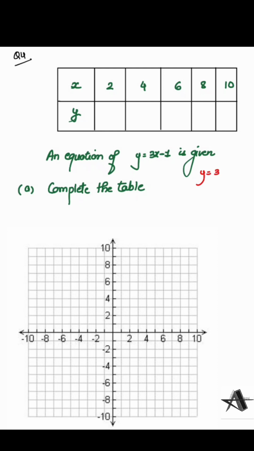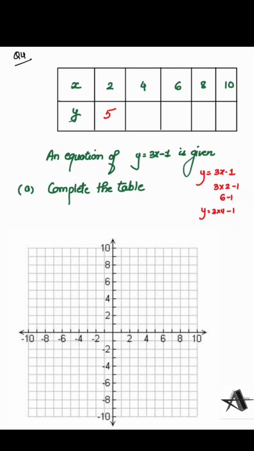Y equals 3x minus 1. Now x is 2, so I need to substitute x as 2 in this equation. So in place of x, I'll substitute 2: 3 times 2 minus 1. So 6 minus 1 is 5. So I'll write 5 here. Similarly, we just need to substitute 4 here. So y equals 3 times 4 minus 1.